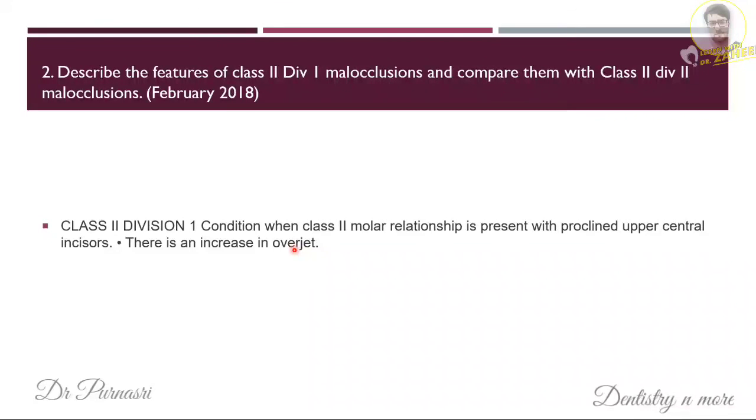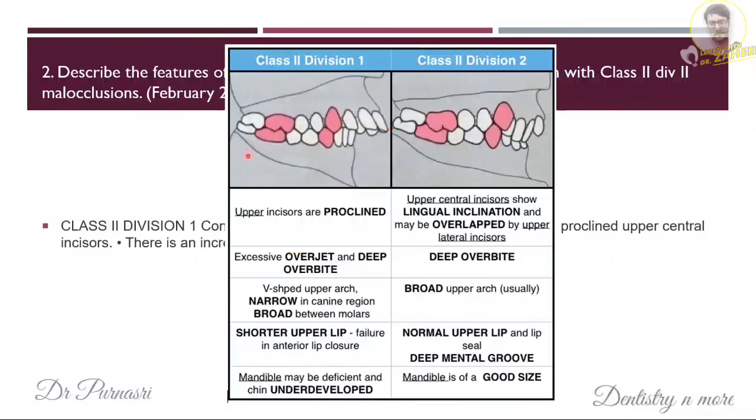Then you can write this answer in the form of a table, because they've asked to compare, and you can draw this diagram also. The main difference between class 2 division 1 and division 2 is that the upper central incisors are proclined in division 1 and they are retroclined in division 2. There is excess overjet and deep bite in division 1, and there is not much overjet in division 2, but there is a deep overbite.